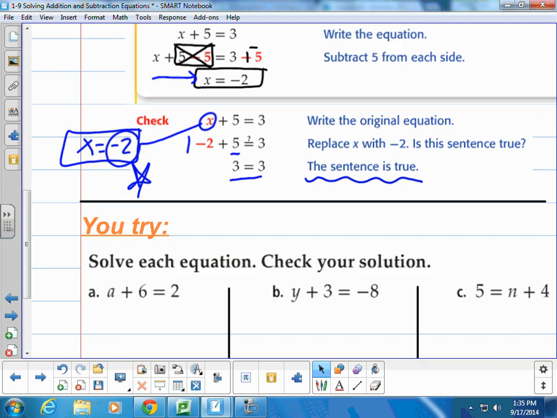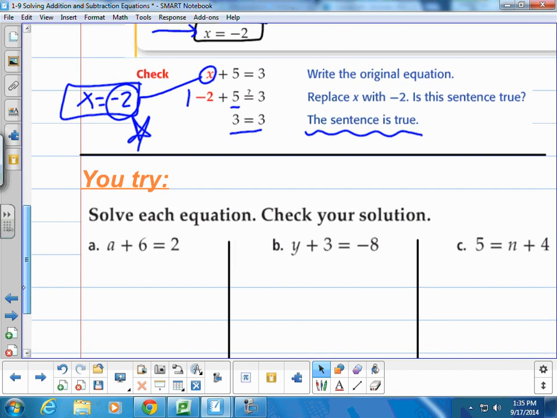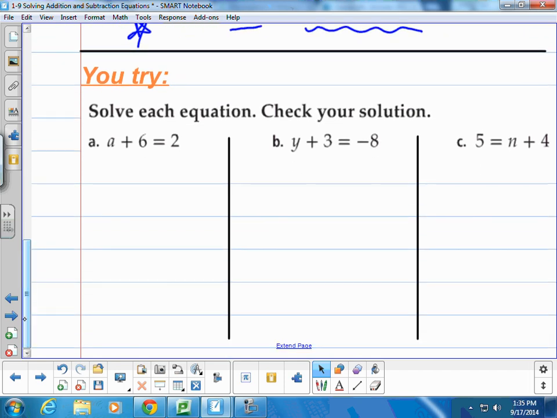Checking your solution is something you're going to get used to, and you will do it the rest of your time in math this year and on. Here are a couple for you to try involving the same thing, involving subtraction. You could pause me now and give those a shot, and I will write them up as well, and you can check your answers with me. They're in your book on that same page.